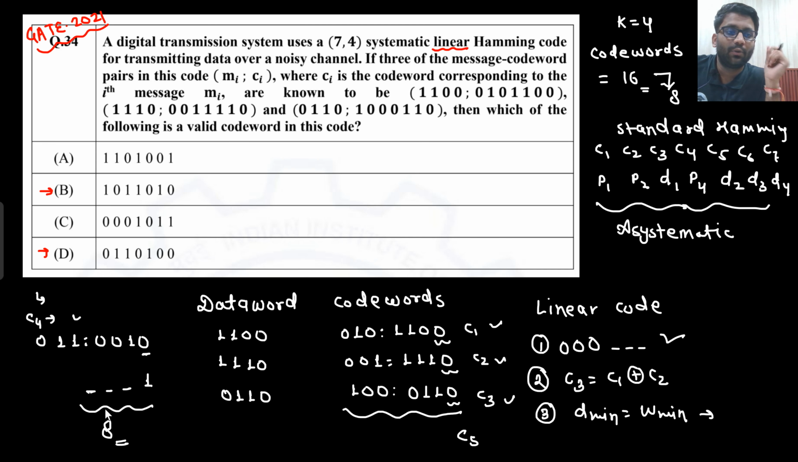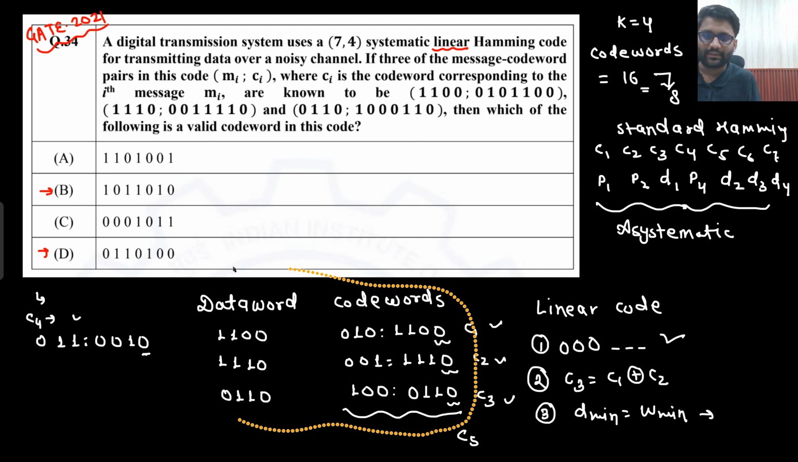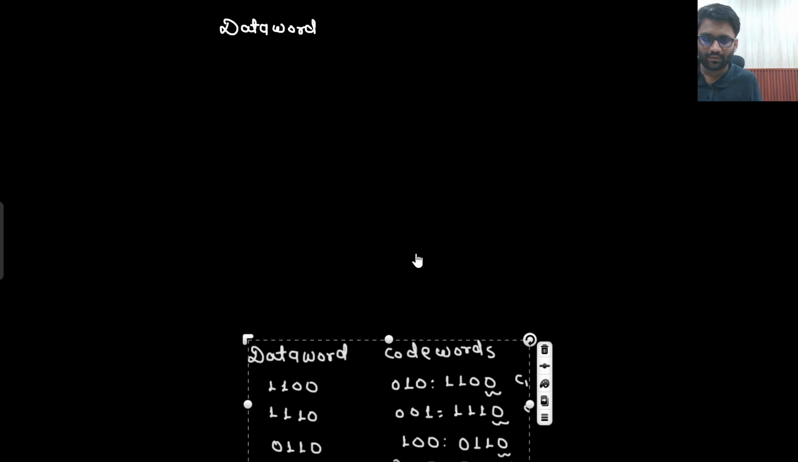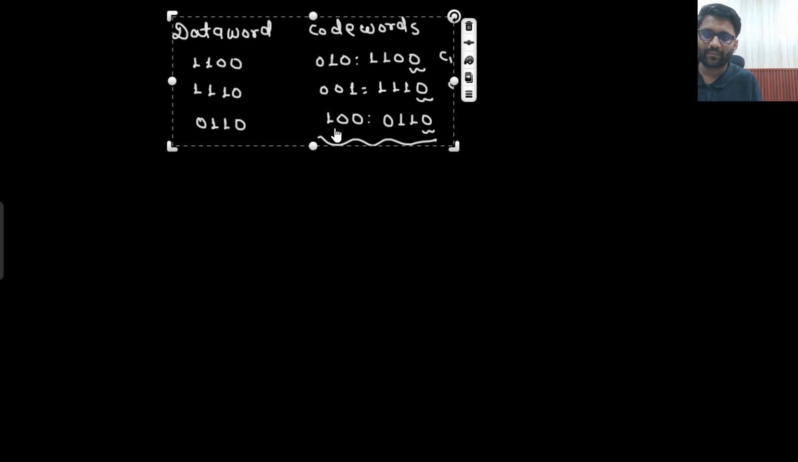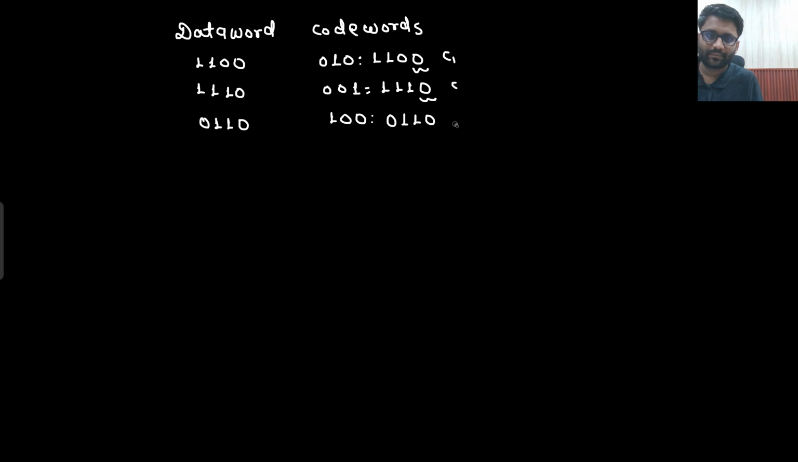Is that clicking to you or not? So using these data words, I will be able to determine 8 code words. So I have the data words, and let's simply copy it, why am I wasting the time? So this I am calling C1, this I am calling C2, this I am calling C3.